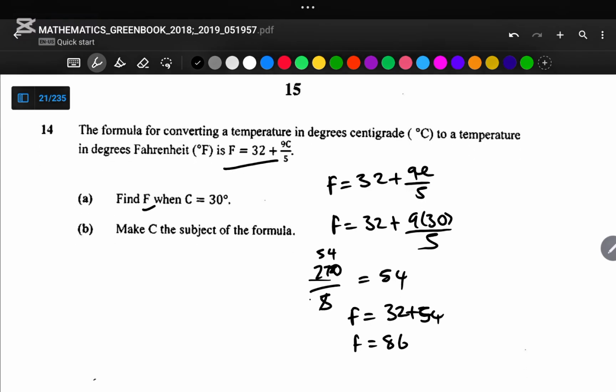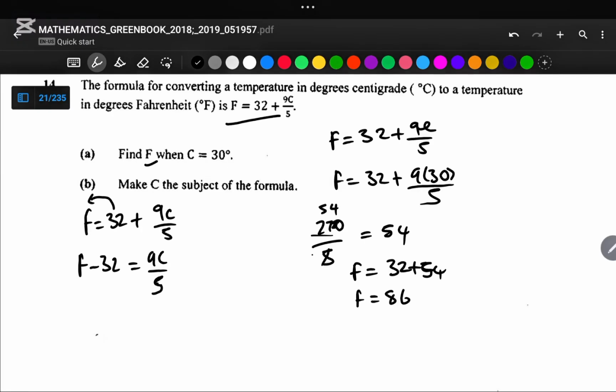And the next part of the question says make C the subject of the formula. So we are going to make C the subject of the formula, given that we have this equation, F is equal to 32 plus 9C over 5. The first thing we need to do is shift this 32 to the other side of the equation, and it becomes negative. So it is now F minus 32 equal to 9C over 5.